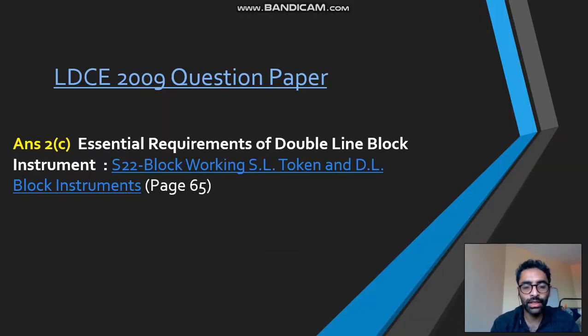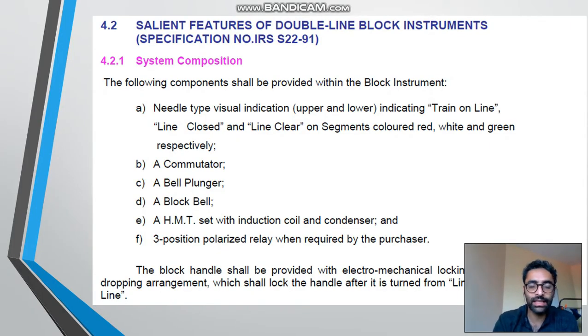If you want to check the detailed answer for this particular question, you can refer to ERESET note S22, block working, SL token and DL block instruments, page number 65, and you can get a detailed answer about this. I have taken a snapshot of what exactly is important from S22 and kept it in my slide. You can refer to it in detail from the book as well, right?